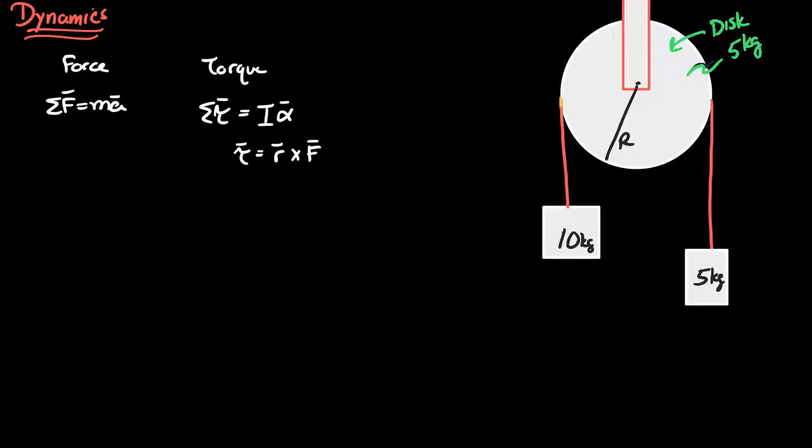Which means that the string pulling down on this side and the string pulling down on this side pull down with uneven tensions. It's almost as if some of the tension gets used up in order to cause the disc to turn, which is exactly what's happening.